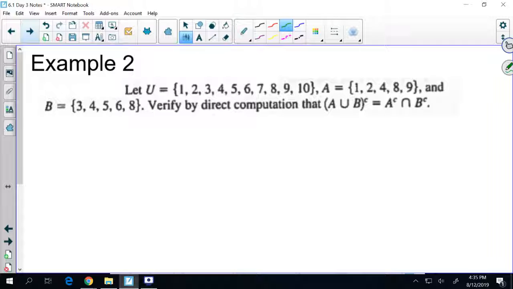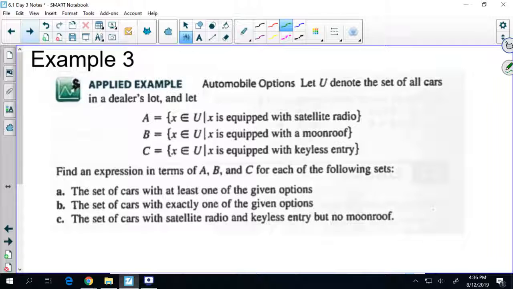This is another one using that. That's one of those theorems, De Morgan's laws. I want you to try this one. See if you can do this and see if you get the same thing. And then we'll check that one in class.